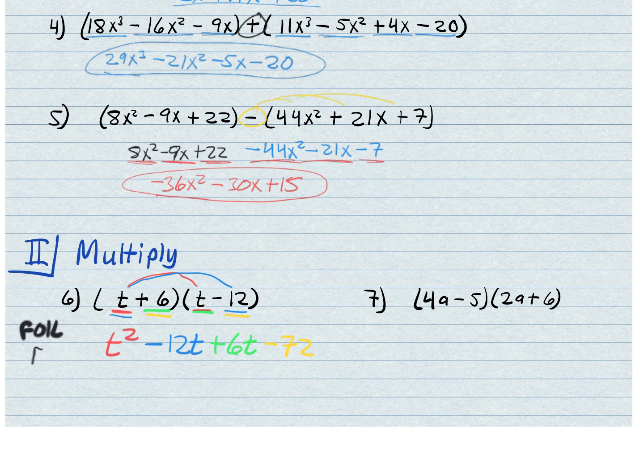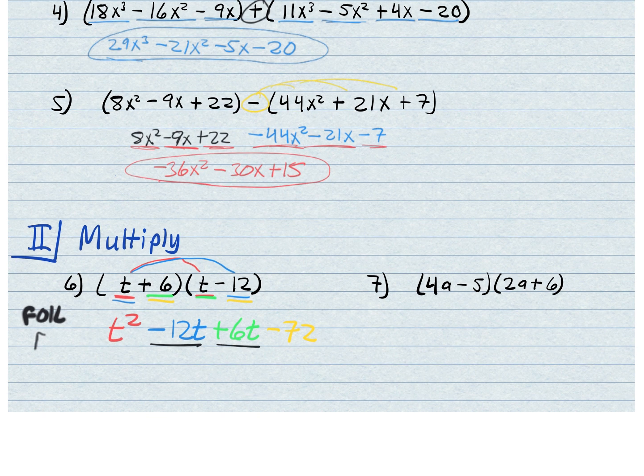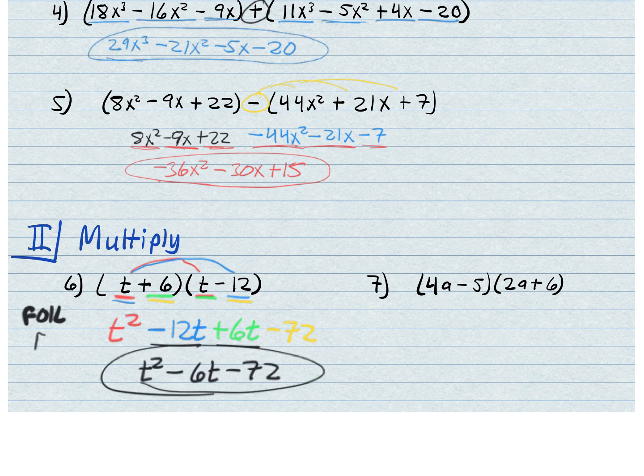And then from here you can combine like terms, right? Negative 12 plus 6 are like terms. They both have a t. So we're going to do minus 6t and then leave everything else the same. So your answer should look like this.